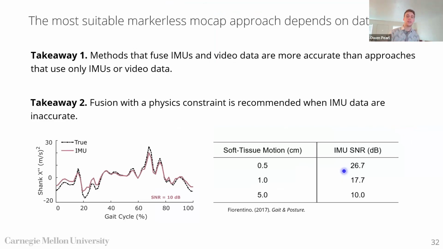And when would this actually occur in the real world? Well, the lower end of the IMU signal to noise ratios I tested correspond to roughly about 5 centimeters of soft tissue motion on the body. So that actually corresponds to about the higher end of soft tissue motion of low BMI individuals. So if you were moving to middle to high BMI individuals, it's likely that having a physics constraint would be useful for maybe denoising some of that uncertainty that you get in your IMU data.